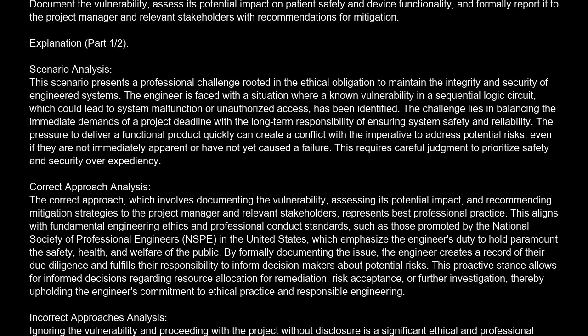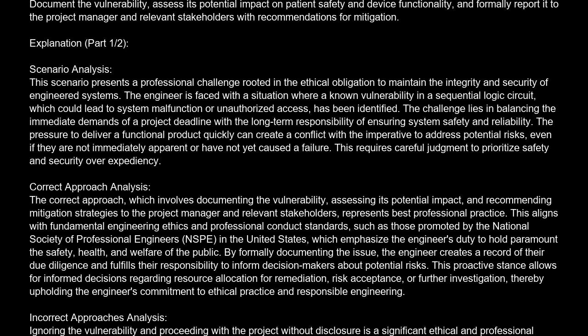Explanation. Scenario analysis. This scenario presents a professional challenge rooted in the ethical obligation to maintain the integrity and security of engineered systems. The engineer is faced with a situation where a known vulnerability in a sequential logic circuit, which could lead to system malfunction or unauthorized access, has been identified.